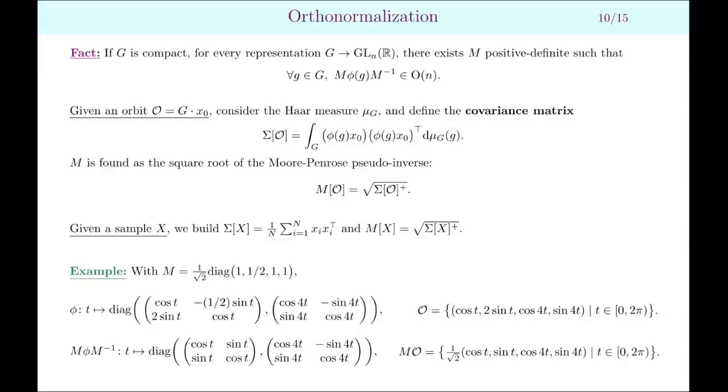Yes, this was a slide to talk about the orthogonalization step. Let me be quick on that. It is known that every representation of a compact group can be orthonormalized. That means that up to a change of basis, it will take values in orthogonal matrices. This can be done very explicitly by computing the covariance matrix and the square root of this covariance. So we use it implicitly as a preprocessing step in all our algorithms.